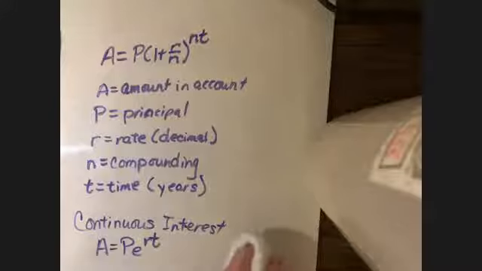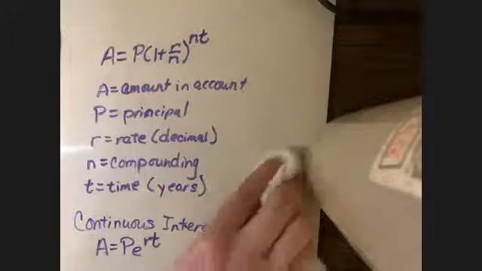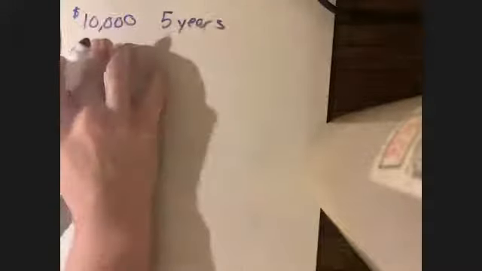So the example problem that we're going to look at for this is which is the better investment. So we have $10,000 that we're going to invest, and it's going to be in for 5 years. Now, option A is we get 8% compounded quarterly.